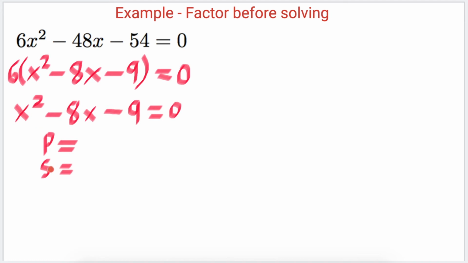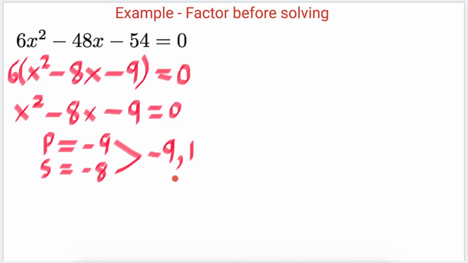The product and the sum only use the numbers that are left in this expression. The product is multiplying the constant, -9, and the coefficient of x squared. So -9 times 1 is going to give you -9. The sum is only the coefficient of the middle term, so it's going to be -8. Now we want to look for two numbers such that if you multiply them, you get -9, and if you add the same two numbers, you get -8. Those two numbers are -9 and +1.